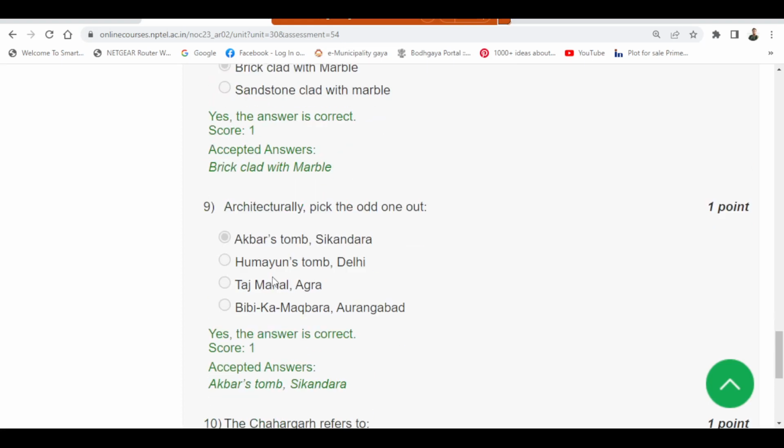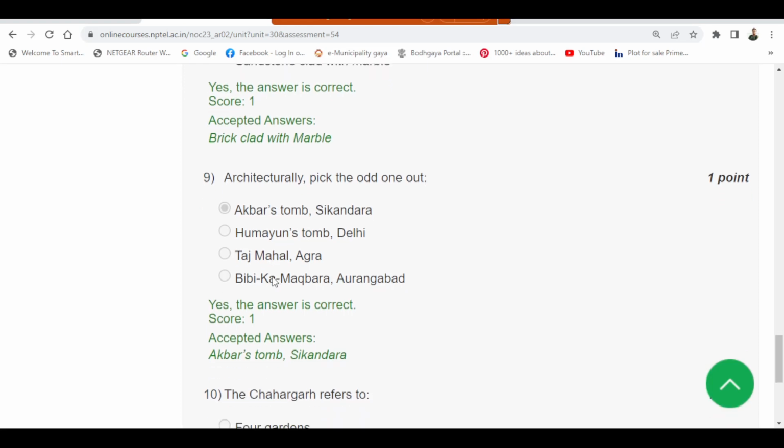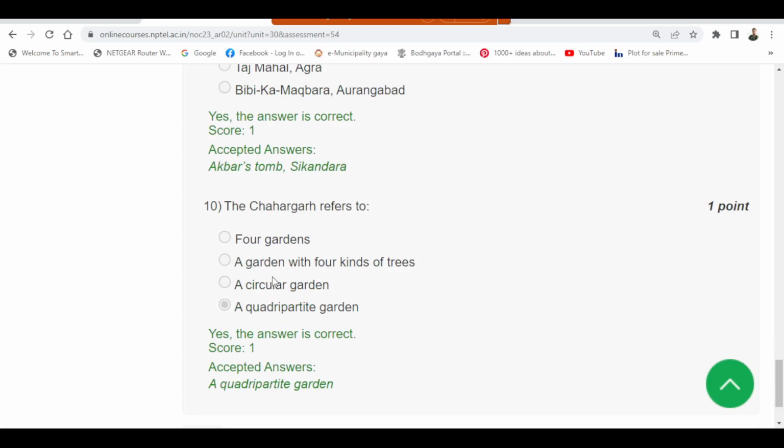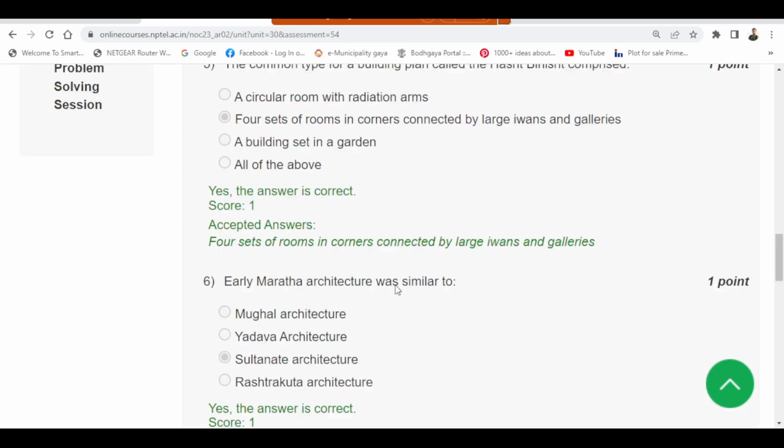Architecturally, pick the odd one out. Is it Akbar's tomb, Sikandra? The picture is not given, but we have discussed it through the pictures: Humayun's tomb, Taj Mahal, and Bibi Ka Maqbara. The Chahargarh refers to four gardens, or a garden with four kinds of trees, or a circular garden, a quadripartite garden. So the answer is quadripartite garden.